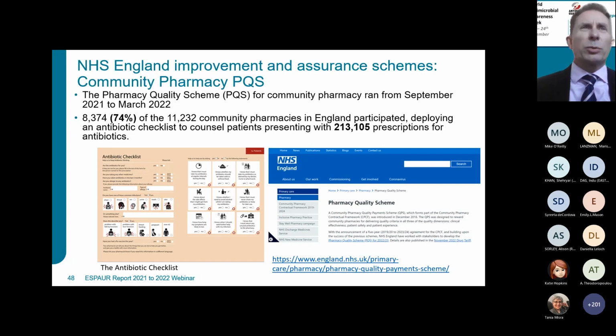And checklists were deployed in over 200,000 cases. And I'm very grateful in particular to Sejal Parekh, a pharmacist in the primary care team in NHS England, who's really spearheaded this PQS work. And that number of over 200,000 counselling events, the significance is that patients are becoming more aware of antimicrobial resistance and the importance of appropriate use of antibiotics, and hopefully this cascades awareness and learning throughout communities and through families and networks of families and friends as well.